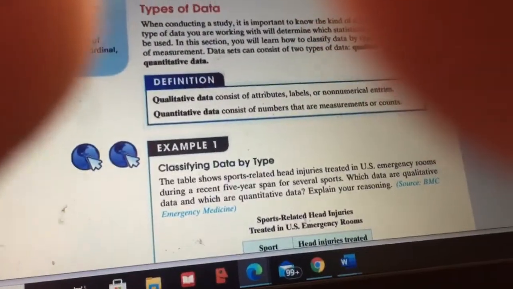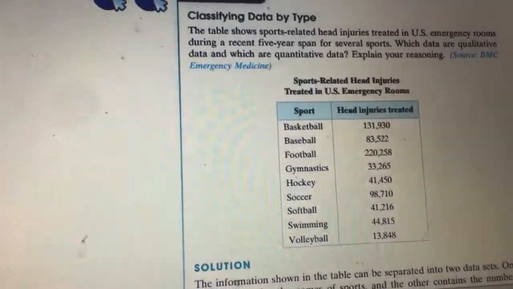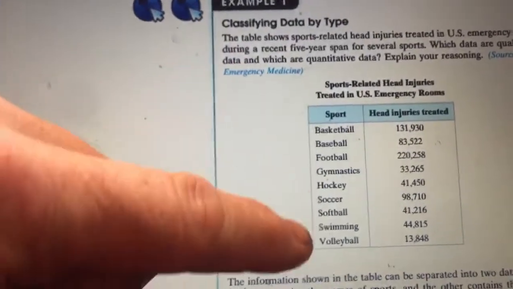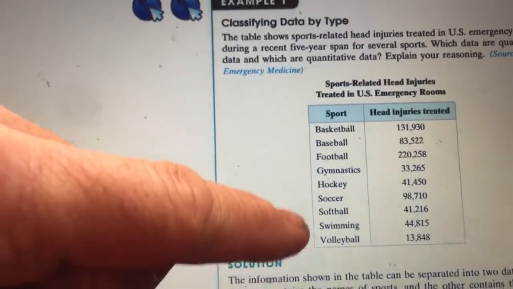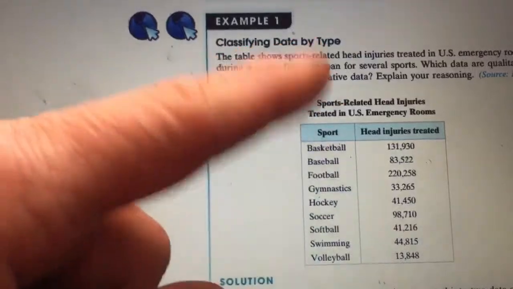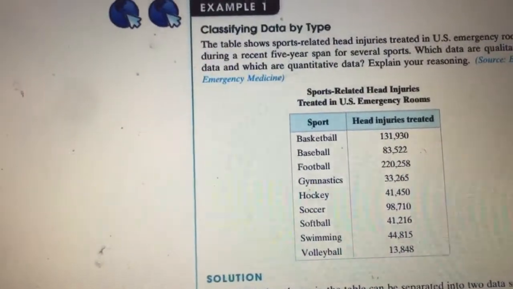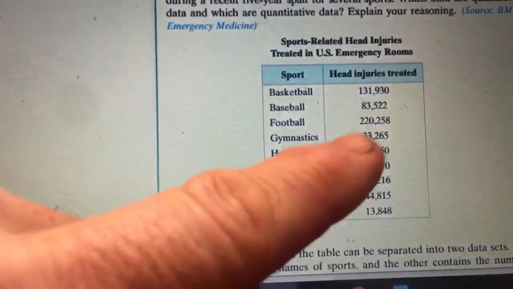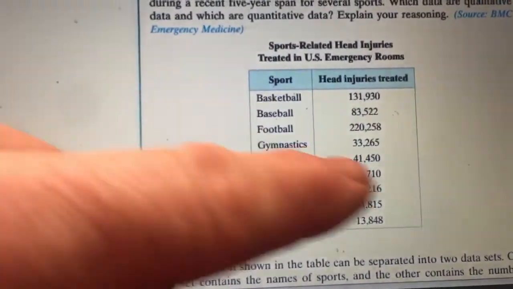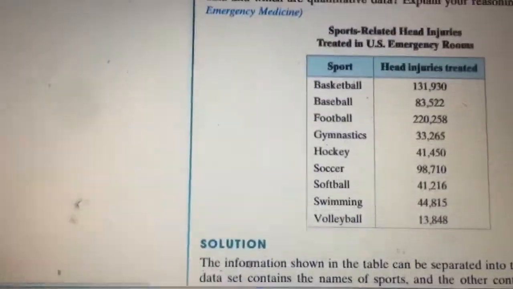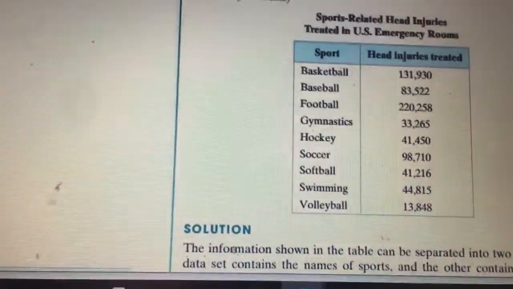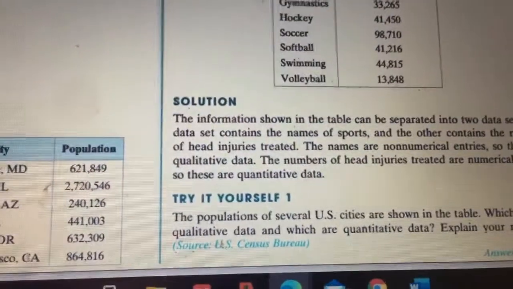All right, and I think we've got an example here. Classify by type. If you look at this table, on the left we have sports. These are just qualitative because these are qualities, whether you're playing basketball, baseball, or football. Over here, the number of head entries, this is quantitative. So we see qualitative and quantitative. Now, numbers are not necessarily quantitative. There might be numbers that are qualitative, and we'll look at something like that in a minute.